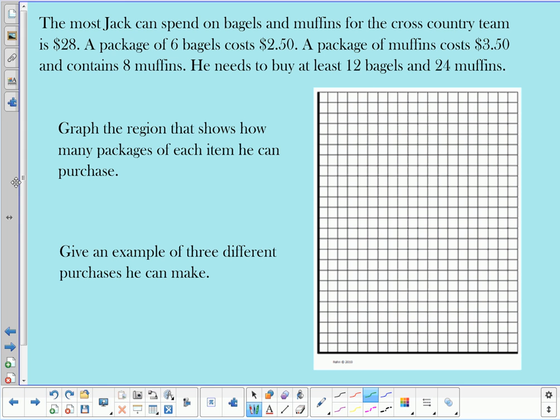So I have 2 things that I'm purchasing here. One, I should say Jack has 2 things he's purchasing here. One is the bagels, so I'm going to call that X. And the other one is the muffins.